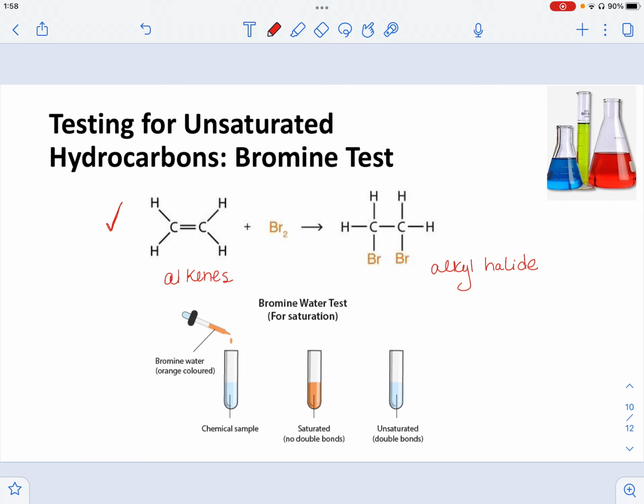remains orange. On the other hand, if in your sample you have an unsaturated hydrocarbon, because it will be reactive with that bromine water, and that alkyl halide that is produced does not have any color, meaning it is colorless, you will see that the reagent itself immediately upon that bromine water touching it is going to turn to clear. Again, it is because it is reacting with the incoming bromine. And remember that this alkyl halide is colorless.